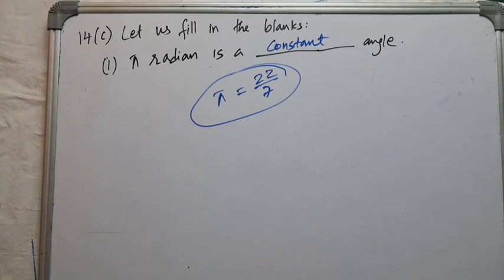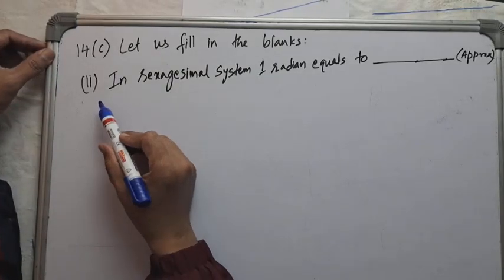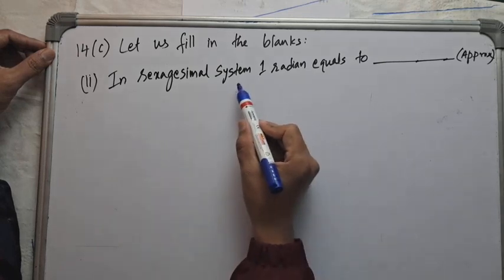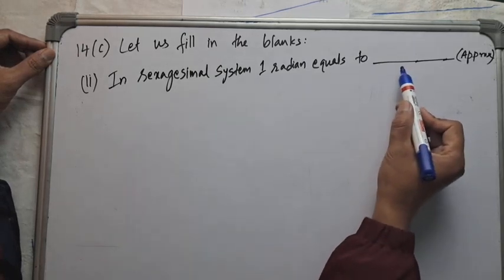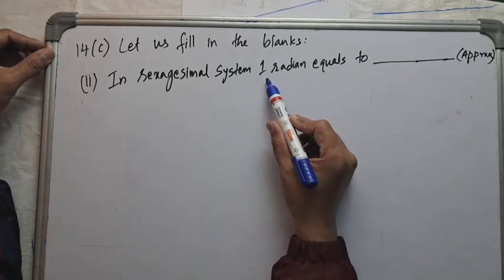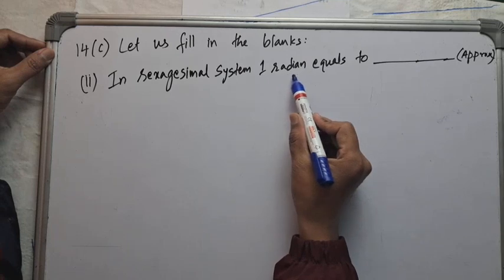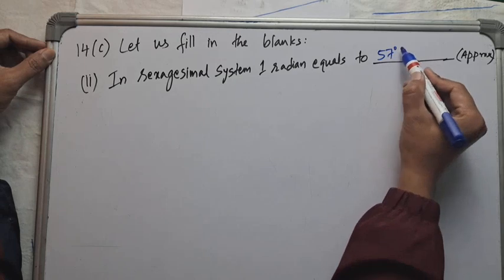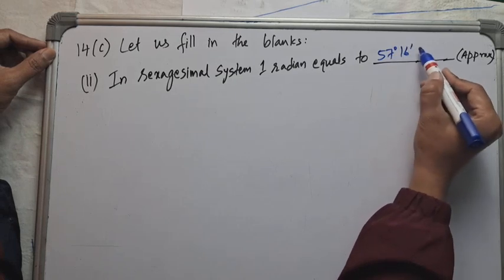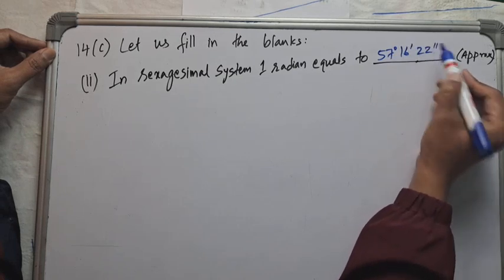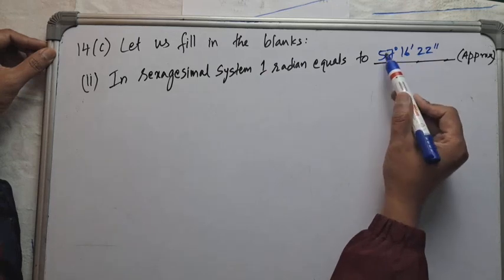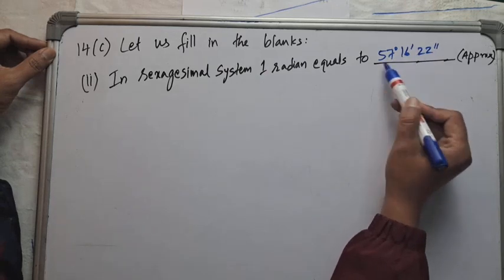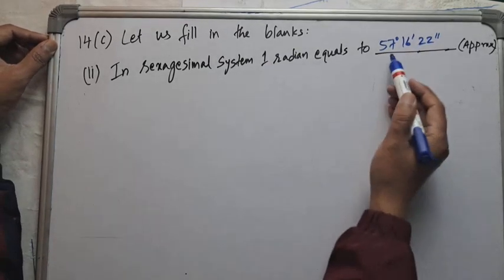Now let us do question number 2 of 14C. In sexagesimal system, 1 radian equals to dash. So we are asked to write the value of 1 radian in sexagesimal system, which is equal to 57 degree, 16 minutes and 22 seconds. So this is the approximate value of 1 radian in sexagesimal system. How did we get that?